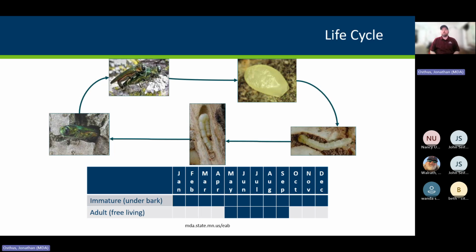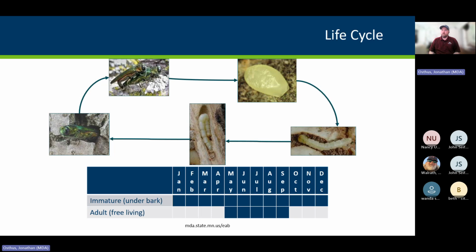And so they typically choose the south-southwest facing side of the tree to lay their eggs on first. So the side of the tree that gets the most amount of direct sunlight. And they typically lay them on branches in that 2 to 4 inch diameter range where the bark transitions from smooth to rough. So that's usually where we get initial egg laying. And so once those eggs are laid, within a week or two, they hatch.